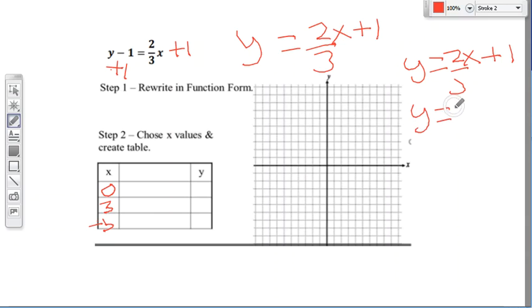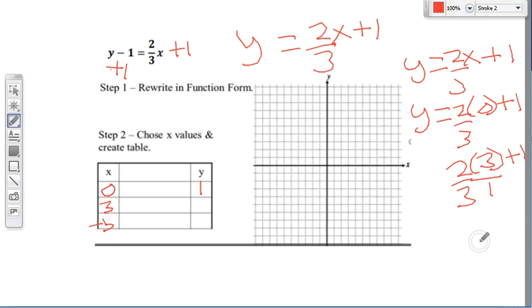So if we let the x be 0, 2/3 times 0 is 0. 0 plus 1 is 1. So when the x is 0, the y is 1. If we let the x be 3, so 2/3 times 3 is 6/3, which is 2, and 2 plus 1 is 3. And you guys can use your calculators for these, okay? Please do. Please use your calculators to do your integer operations.